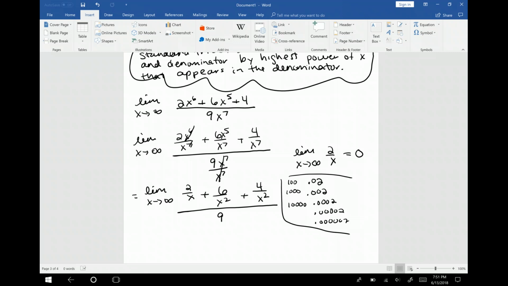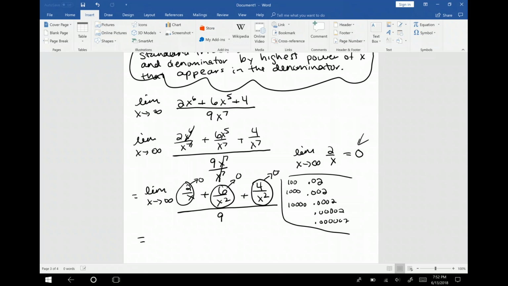So as we make x get really, really big, this limit is equal to zero. So this thing here is going to zero. What about 6 over x squared? It would be pretty much the same thing, right? That's going to zero. 4 over x squared, that's going to zero also.